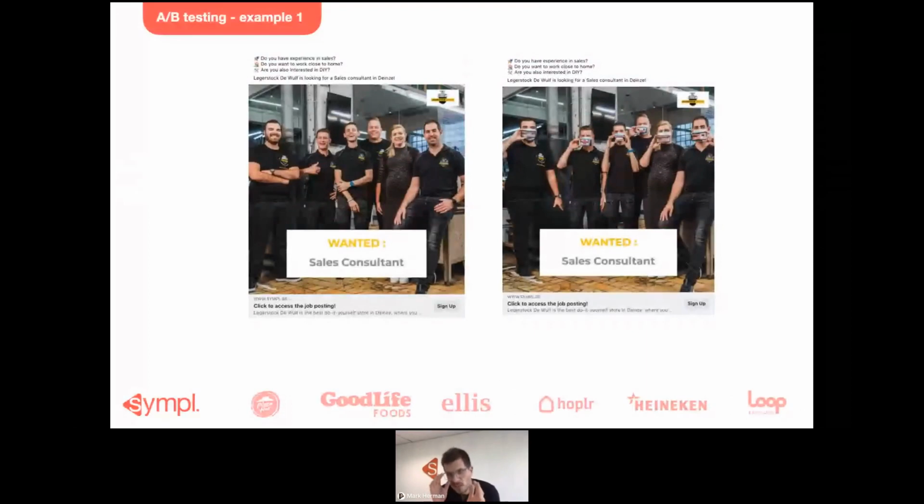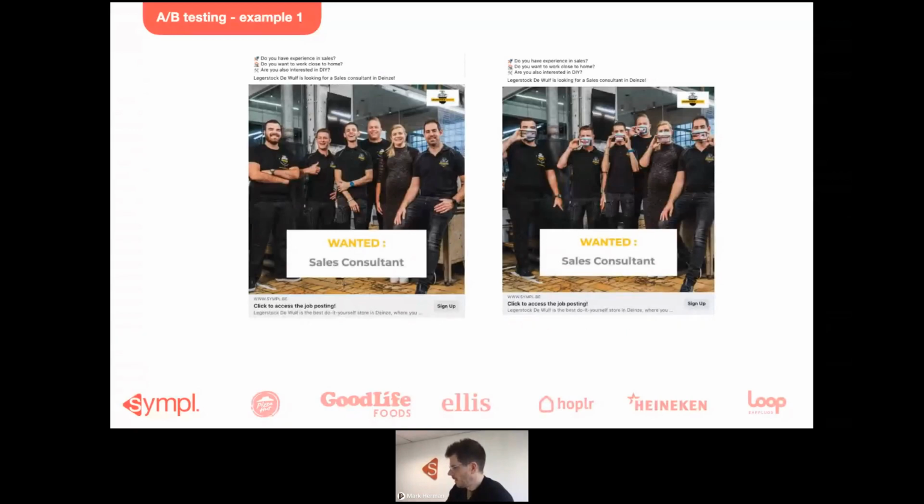What you see here is an A/B test we've run for one of our retail customers who is looking for a sales consultant. The picture on the left is a picture of the team, and the picture on the right is the same team, but this was at the beginning of one of the first lockdowns. Never thought I was going to say that, but yes, here we are, lockdown number 5, where they have a mask on and they put a smartphone with their smile on in front of their faces. Now, which ad do you think scored best?